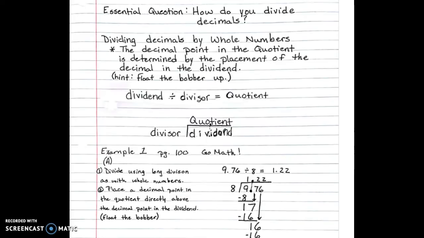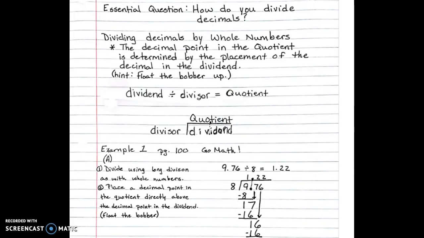The decimal point in the quotient, or the answer, is determined by the placement of the decimal in the dividend. The dividend is the number that we are dividing. And I'll give you a hint. When you are doing long division, you float the bobber up from the dividend into your quotient. Alright, so let's take a look at how this is set up.